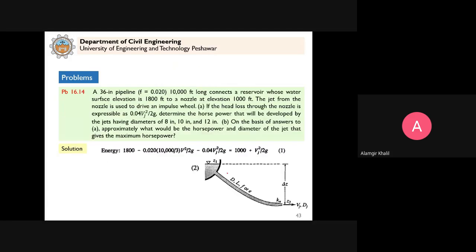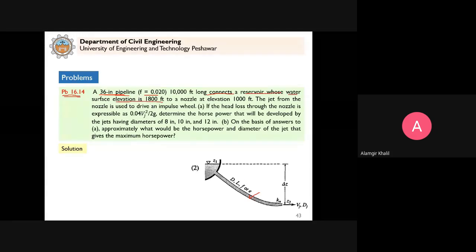Next we have another question, problem 16.14 from the textbook. We have a 36-inch pipeline. F, the friction factor for this pipeline, is given. It is long, connecting a reservoir whose surface elevation is 1800 feet. So this Z1 here is 1800 feet. And the nozzle is at an elevation of 1000 feet. So the nozzle here, this line here, the datum, is 1000 feet.